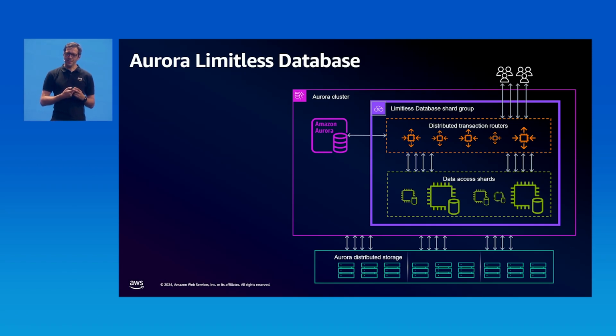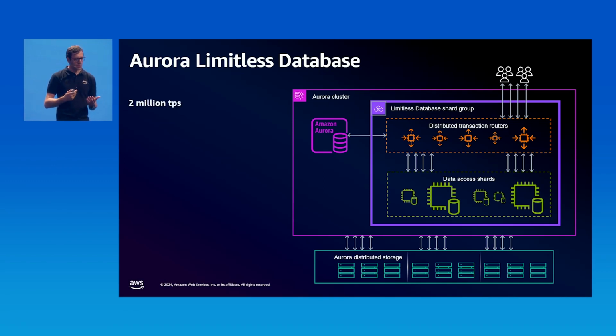These are the distributed, let's say, readers and writers that work in parallel and read data from different parts of the data of a table, for instance. They return the data partially back to the transaction routers. The routers fetch everything back and then return it to the customers, right? So this is a purely distributed system behind the scenes.